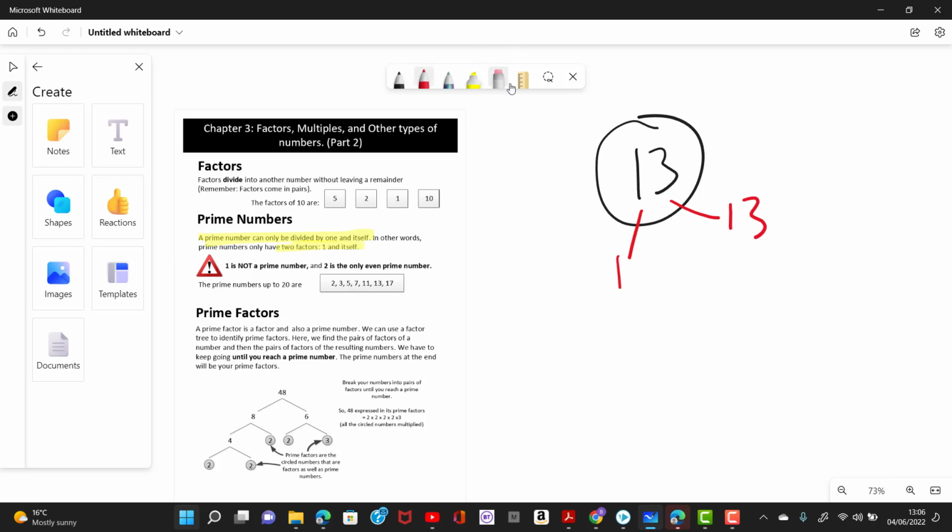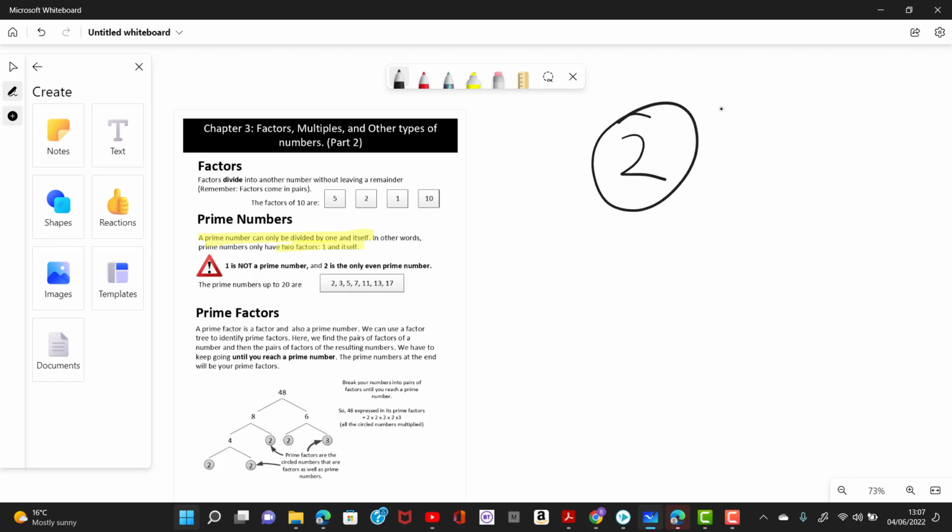Let's do another example. Let's do the number 2. What are the factors of 2? Well, 1 and 2. Are there any other factors? No. 1 times 2, that's it. So because 2 only has two factors, 1 and 2, 2 is a prime number.